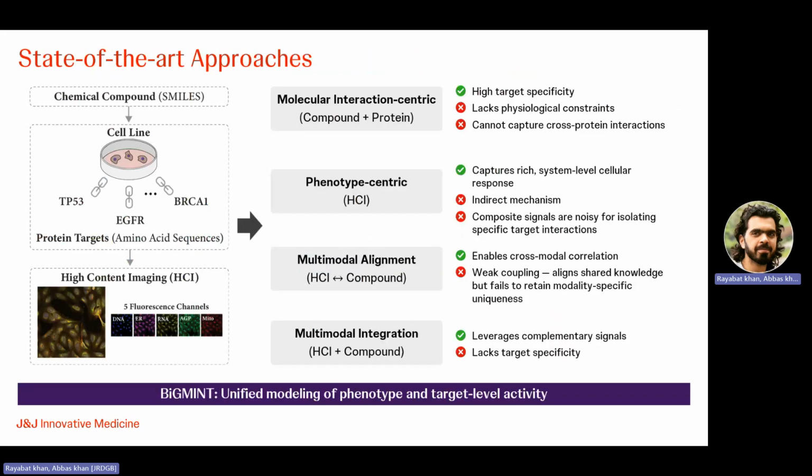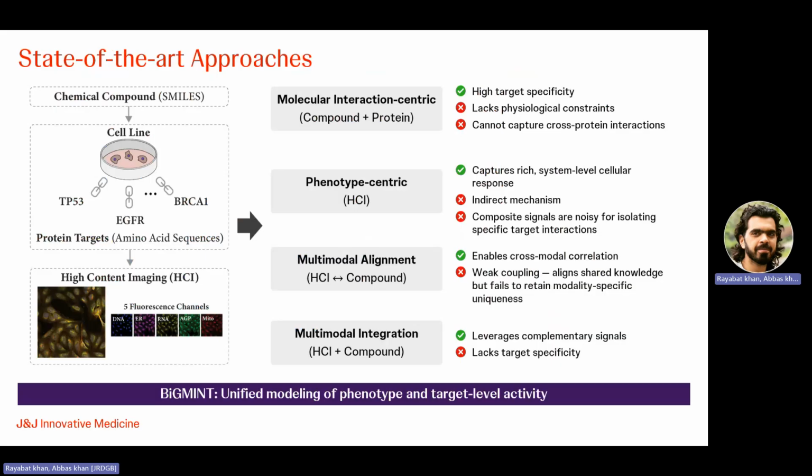There are two dominant ways to approach this. The first is chemoproteomics. You take the compound SMILES string and the protein amino acid sequence and model how they interact. This is target specific and interpretable, but it ignores what's actually happening inside the cell.